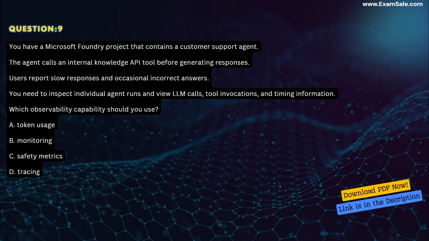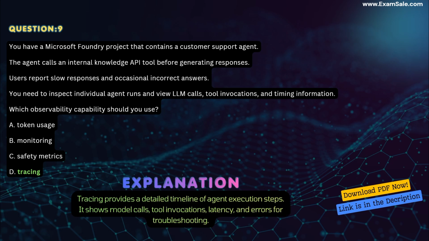A. Token usage. B. Monitoring. C. Safety metrics. D. Tracing. Correct answer: D. Tracing. Explanation: tracing provides a detailed timeline of agent execution steps. It shows model calls, tool invocations, latency, and errors for troubleshooting.